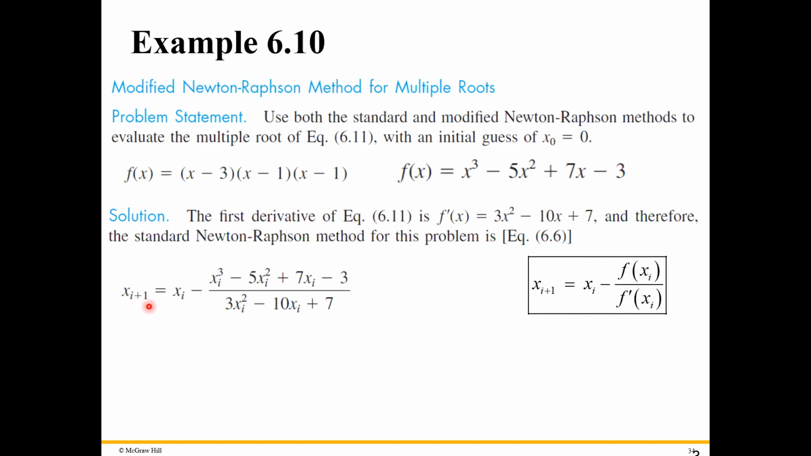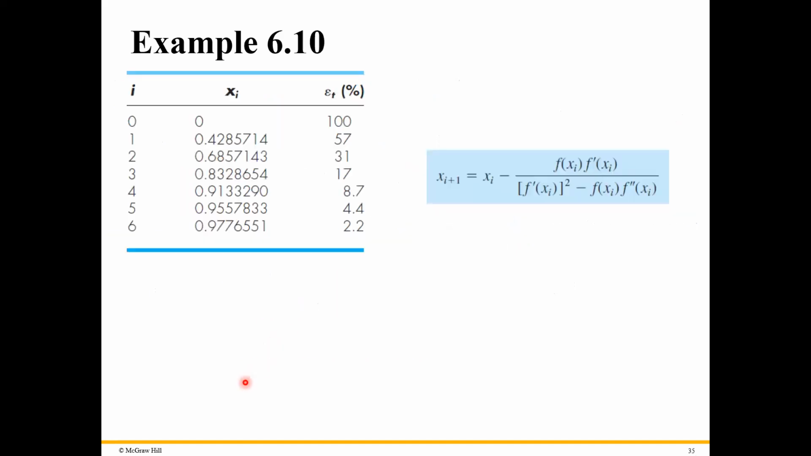will be like this. So x_i, and this is f(x) in the numerator, and this is f'(x) in the denominator. Then we can solve it iteratively. Suppose we take the value of x starting from 0, and then we can get these results. These are the results which we get from the standard Newton-Raphson method.